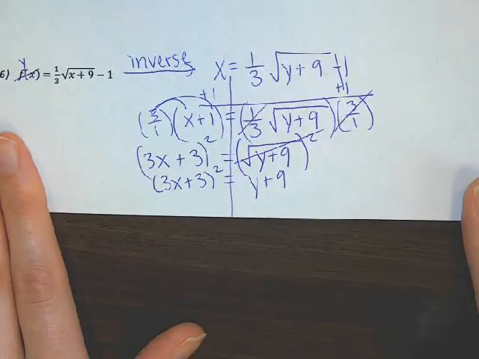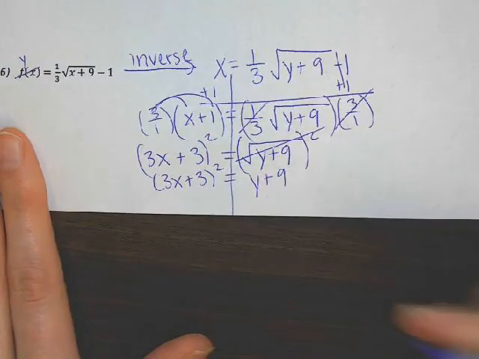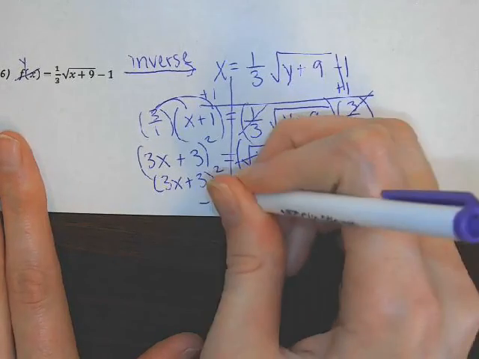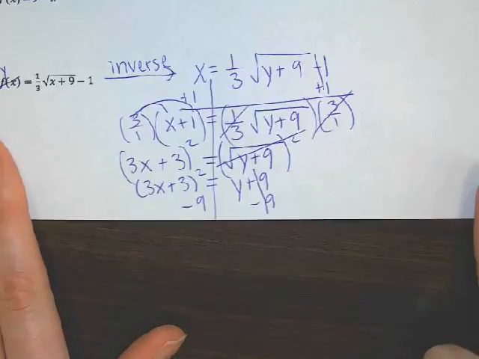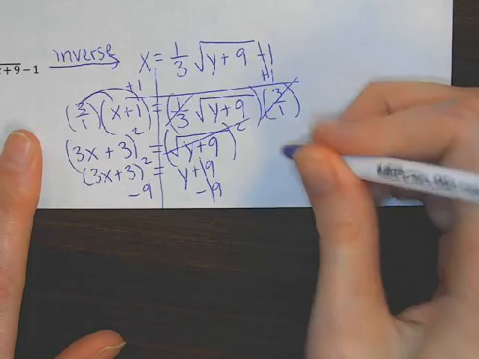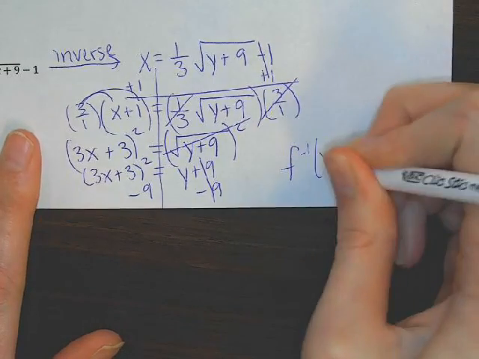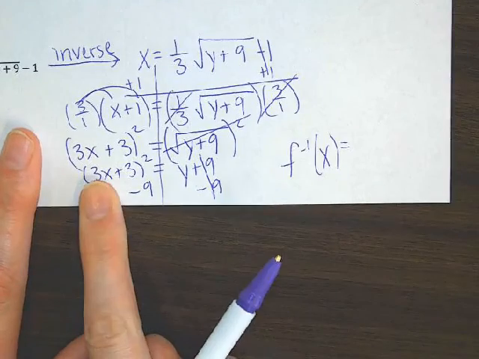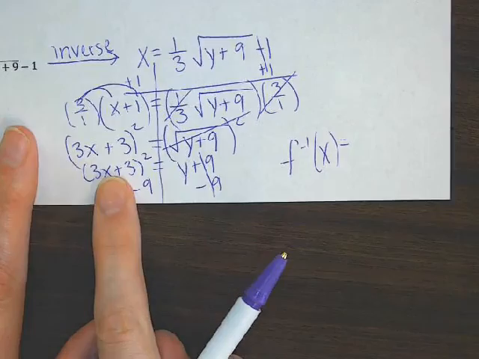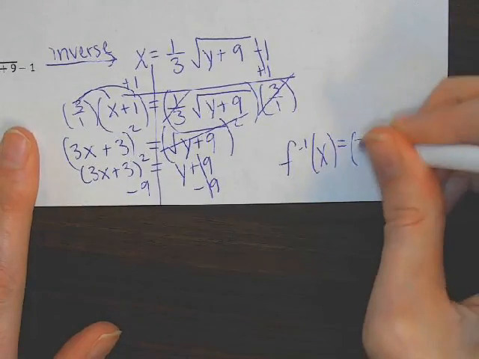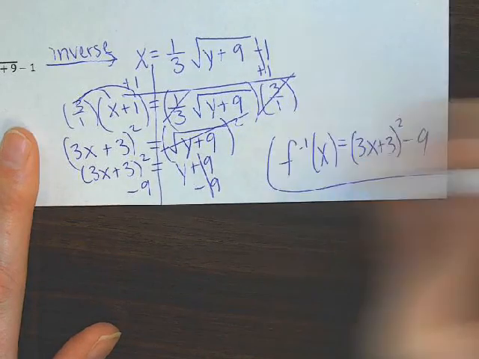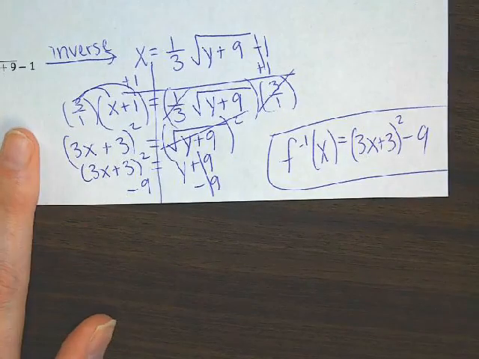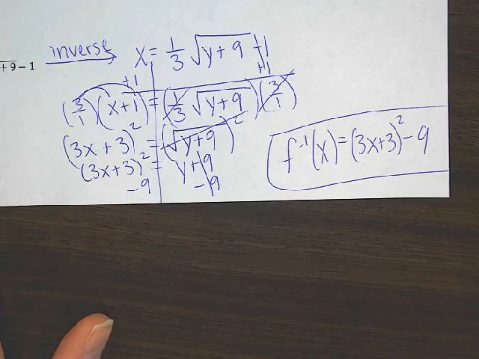And last step. Subtract the 9 from both sides. Okay, so we got y by itself. This will also be a function, so we're going to write f inverse of x equals, what did we have? There we go. Done. All right, go ahead and start packing up.